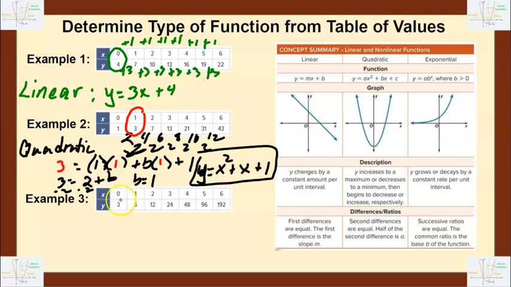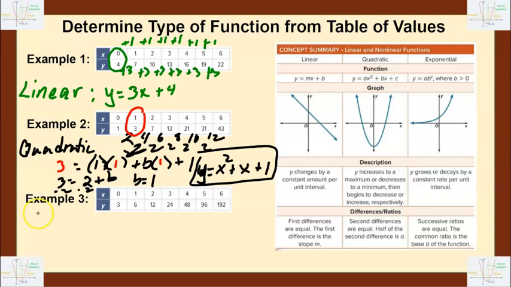And our last one. Here my x's are increasing by 1, and my y's, this is 3, this one's 6, this one's 12, this one's 24. You can see that the first differences are not the same. And if the second difference was 3 and 6, 6 minus 3 is 3. 12 minus 6 is 6. They're not the same.